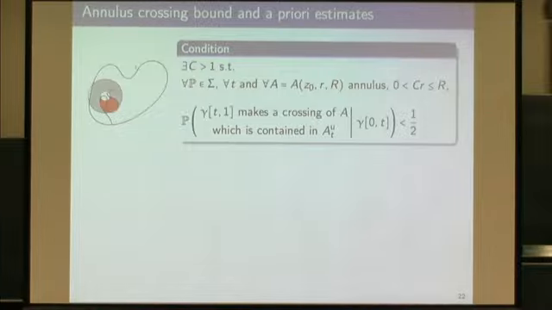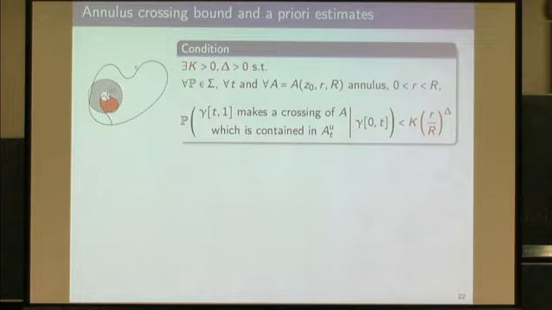Here is just a conditional version of this. If we have observed this gamma, we ask what is the probability that it will cross these red parts here, and we ask them to be bounded away from 1 by some constant, 1/2. And this is equivalent to the fact that there is this kind of power bound. So there is some positive delta. This goes to 0 as R to the power delta.